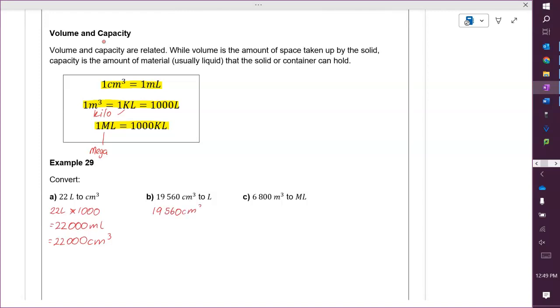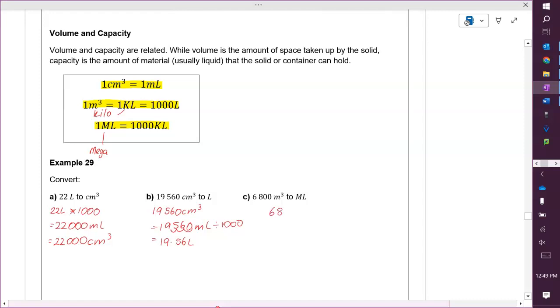For B, I have 19,560 centimetres cubed, and I need to convert it into litres. So if we convert that into millilitres, because we know centimetres cubed are the same as millilitres, so this is 19,560 millilitres. And then to turn millilitres into litres, I'm going to divide it by 1,000. So if I move my decimal back in 3 places, I get 19.56 litres.